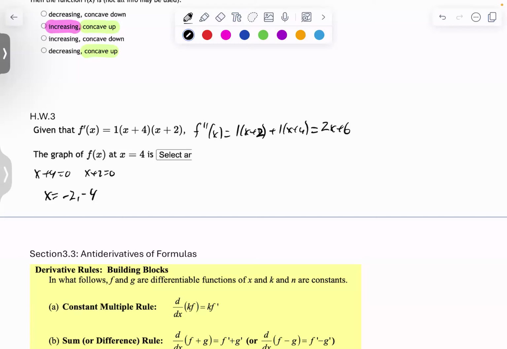And specifically at 4, which is where they ask us to evaluate this, we get 2 times 4 plus 6, which is 14. And the point is it's positive. So it's concave up. So this is increasing and concave up at 4.